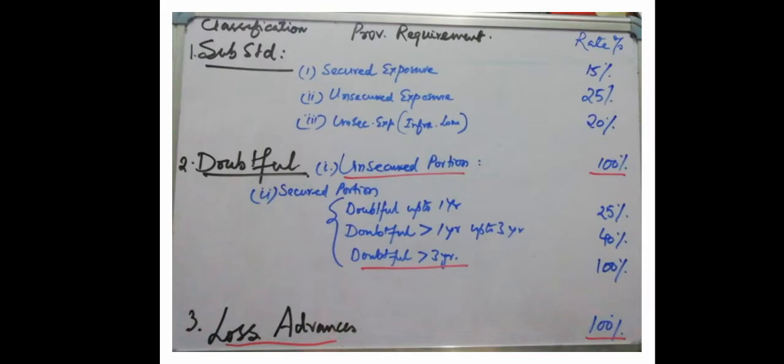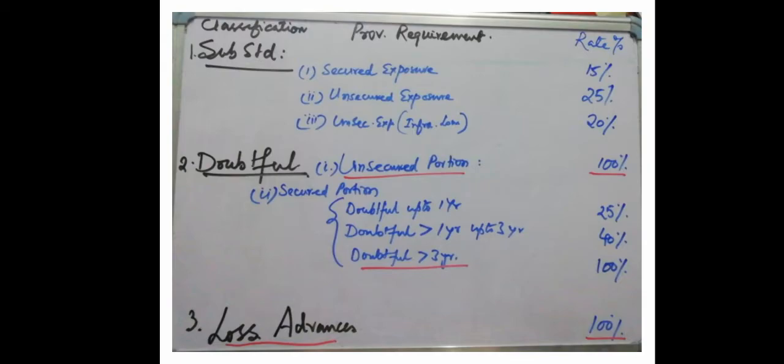So it will be given 100% weightage. It means the more you go down in your grading, the higher the amount of provisioning you have to make. And finally, loss assets or loss advances are to be provisioned at 100%. Now this is all about provisioning.